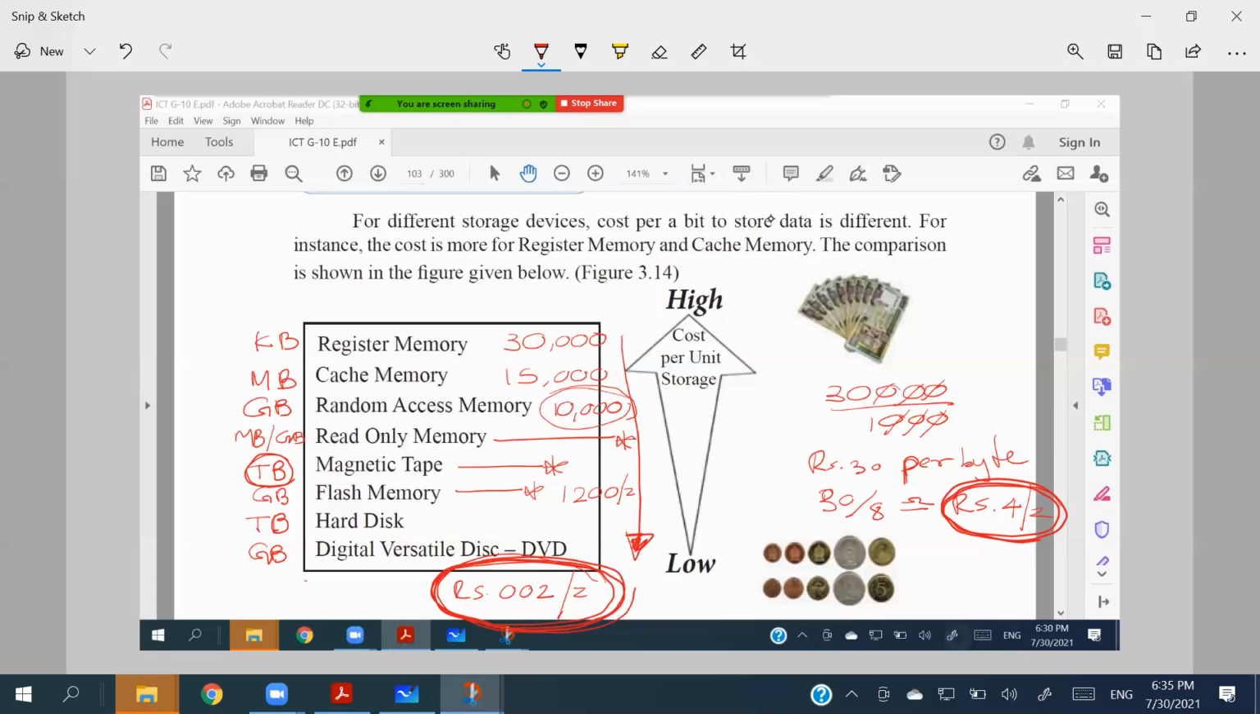When it comes to the CD, it's going to be much lower than that as well, right? You got the point, people? Is that clear?